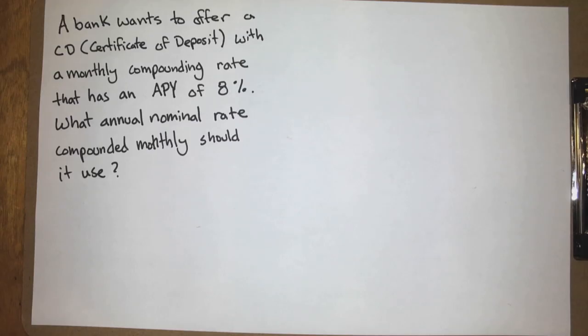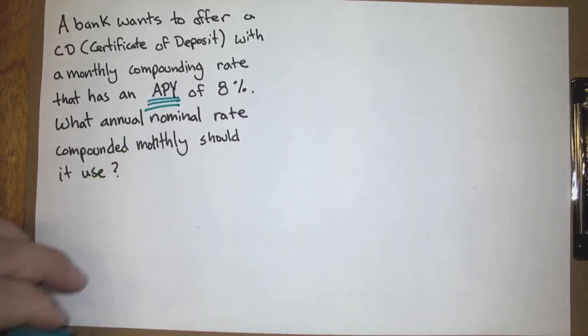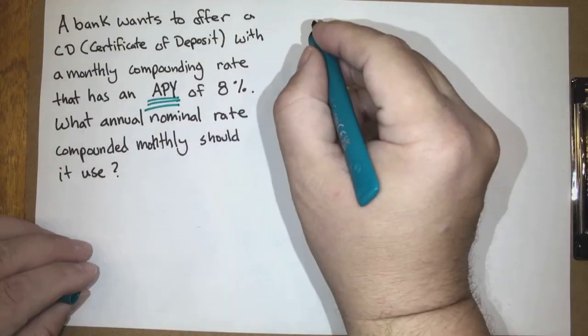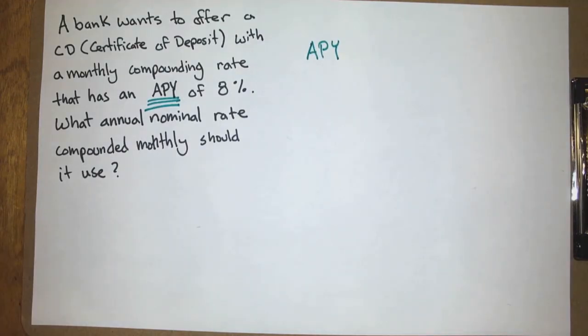So, we see a couple of things. We see APY. We say, okay, if we see APY, hey, we know there's a formula for that. So we're going to think about our annual percentage yield. Now, we have to think about which case are we in. Are we in continuous or are we in discrete? Because there's two variations.